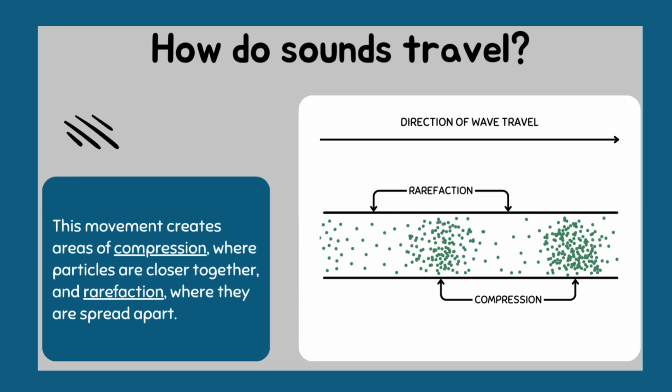How does sound travel? This movement creates areas of compression where particles are closer together, and rarefaction, where they are spread apart. That is the direction of wave travel.